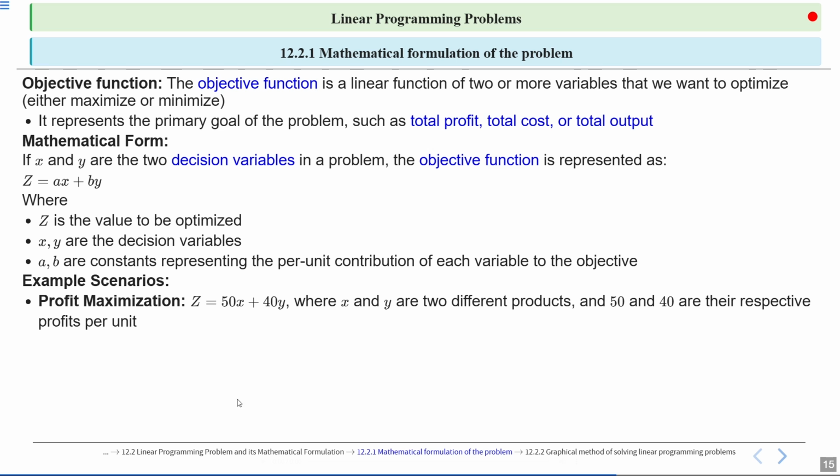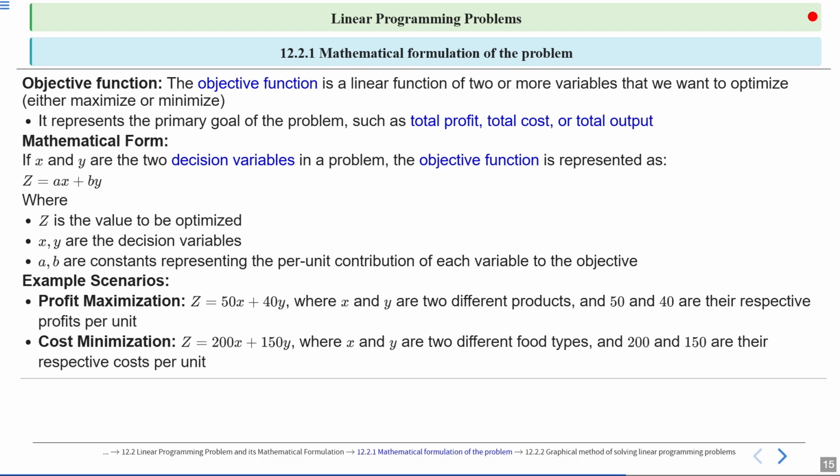Okay, now let's look at this example. In this example, we are given a profit equation, that is z equals 50x plus 40y, where x and y represent the number of two different products. Okay, and the goal is to find the maximum profit. So in cost minimization, z equals 200x plus 150y, where x and y are quantities of two food types, and 200 and 150 are their unit costs.